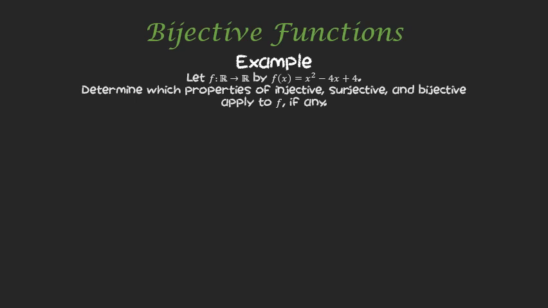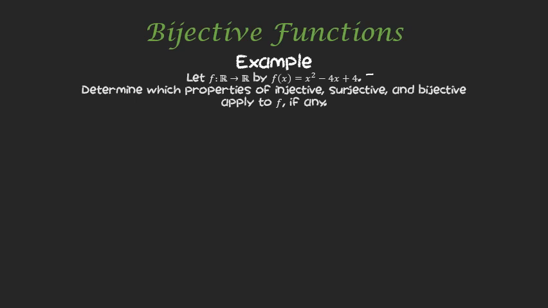f(x) is x squared minus 4x plus 4. And we want to determine what properties of injective, surjective, bijective apply to f, if any. So maybe you remember back to a pre-calculus or calculus class or an algebra class where you want to graph quadratic functions. One good thing to do is to try to get it into vertex form. And one way you can do that is to factor it.